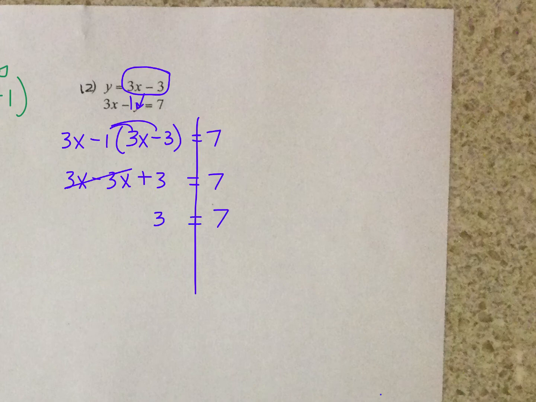Is that true? Does 3 equal 7? It does not. That means that these lines are parallel and they will never touch. So there's no solution.